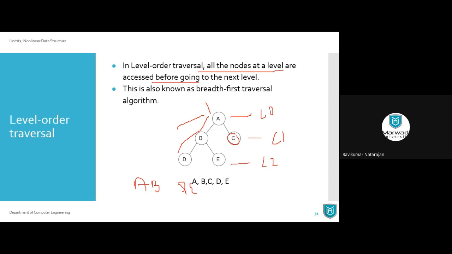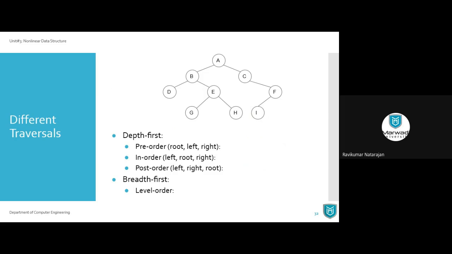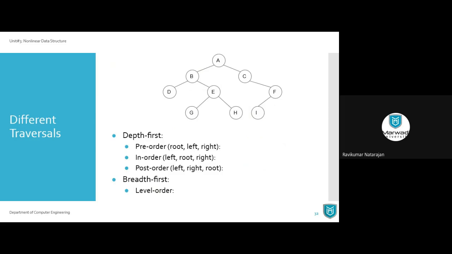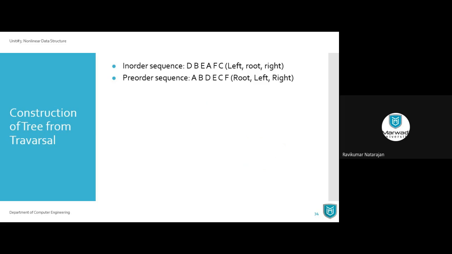So this is the answer: A, B, C, D, E, because it is breadth first search. I will visit all the nodes in a particular level. So in DFS, you can apply pre-order, in-order, or post-order, and in breadth first search, we will apply level order, right? So that's what happened in the previous slide. We are going to level 0, then level 1, visiting all the nodes, then the upcoming levels.